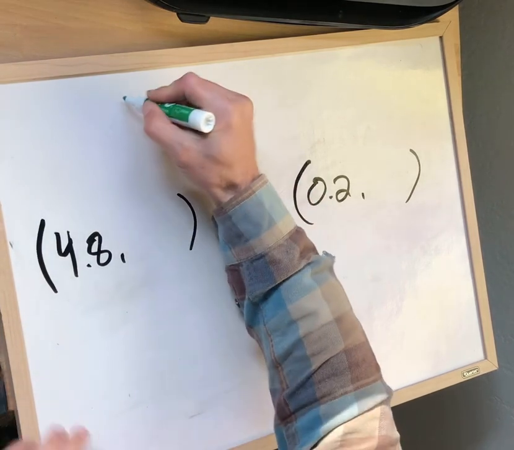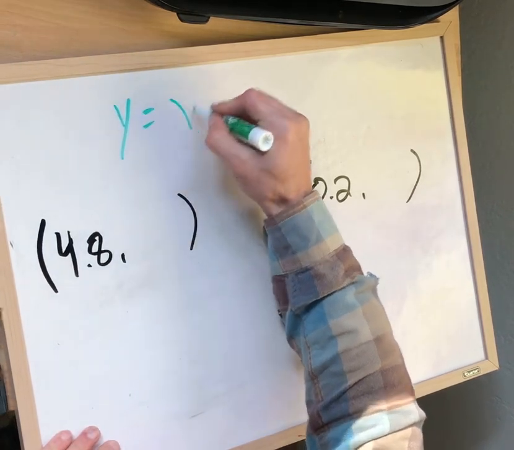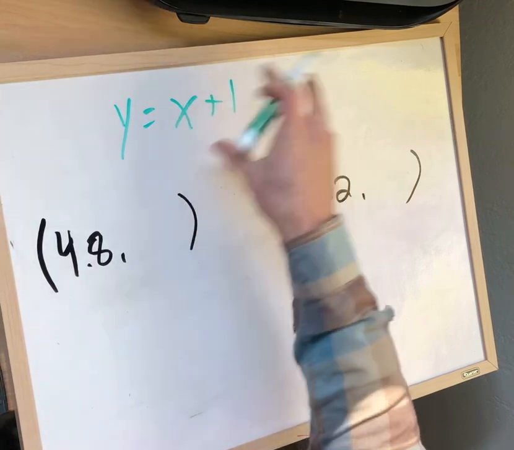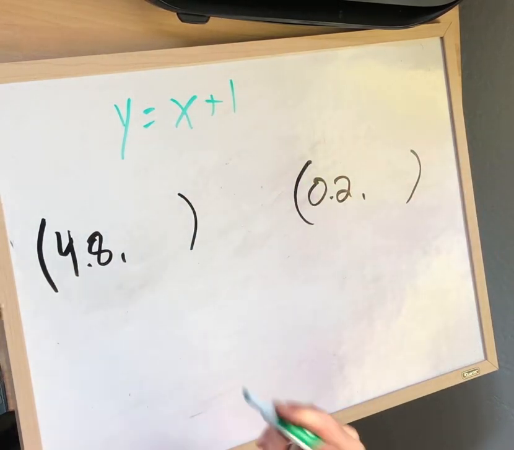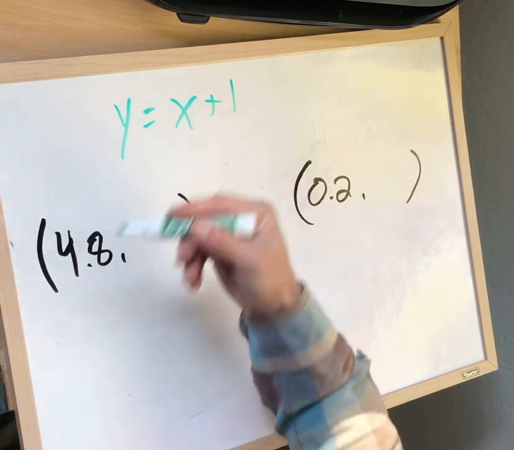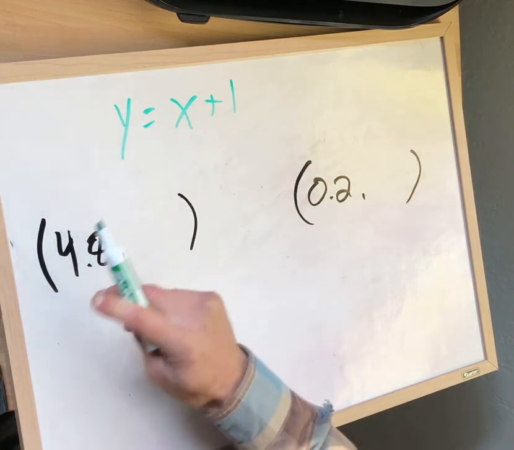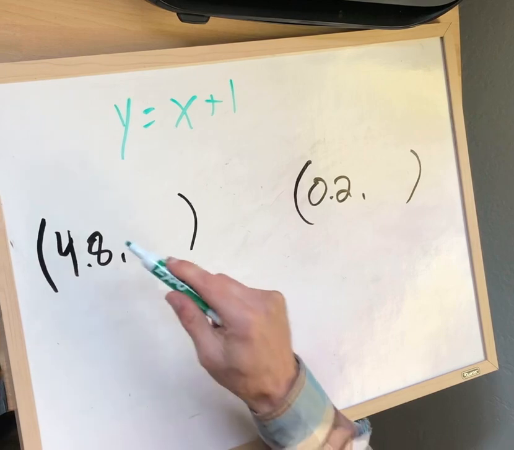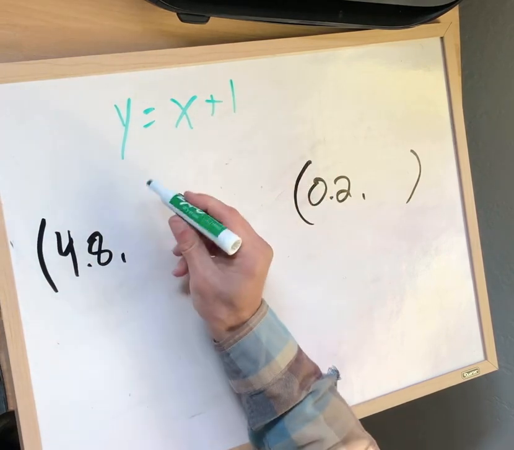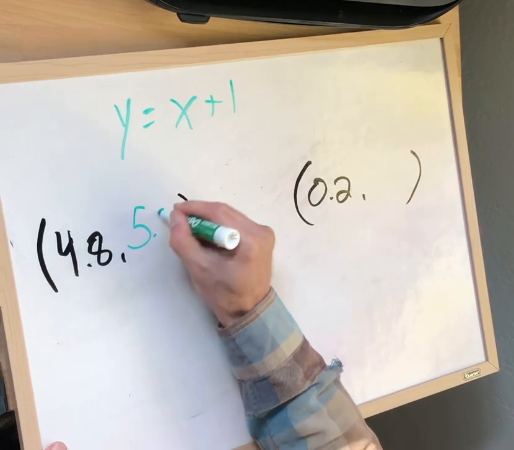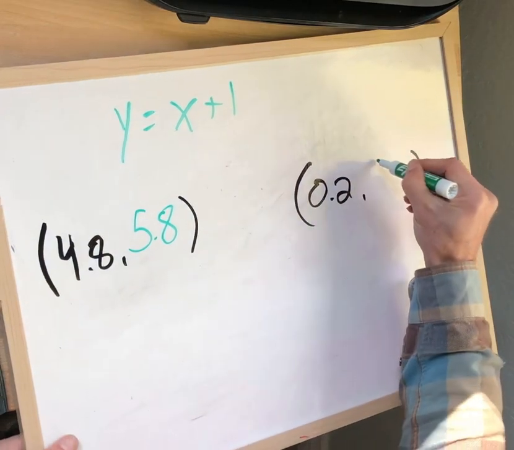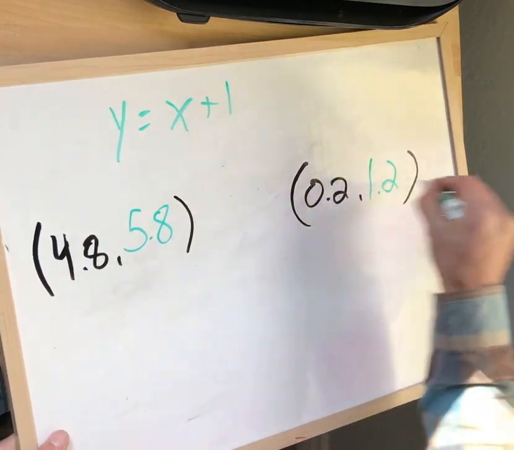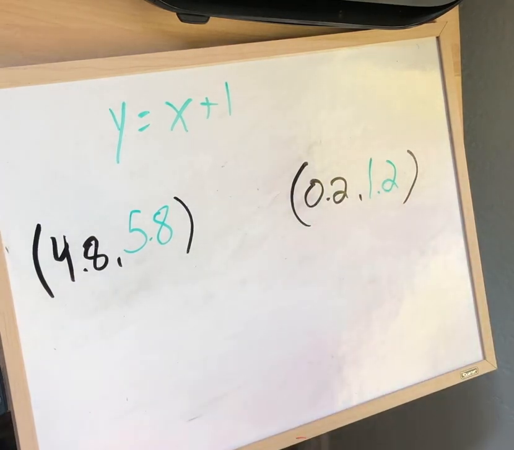I'm going to use x plus 1 because no matter which equation you use, it's going to still give you your same two intersecting points. I'm going to use this. This is a lot easier mathematically to do. If you use the quadratic, you're still going to get the exact same answer. 4.8 plus 1 is 5.8. And 0.2 plus 1 is 1.2. This is my solution to this system.